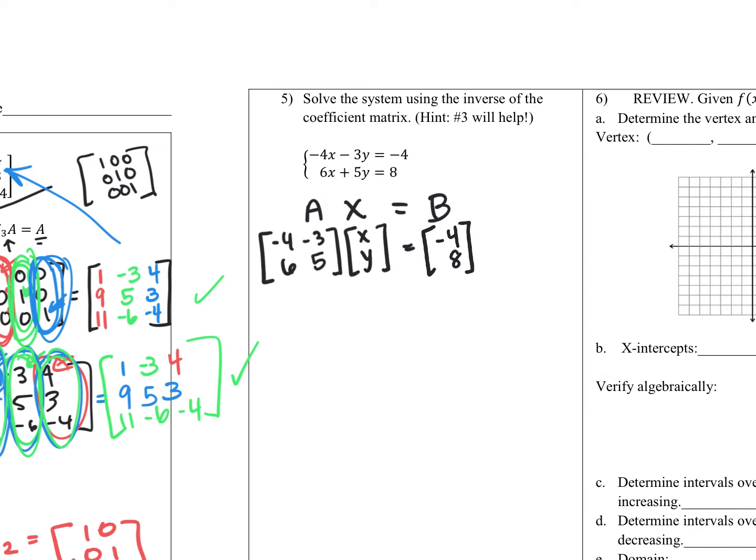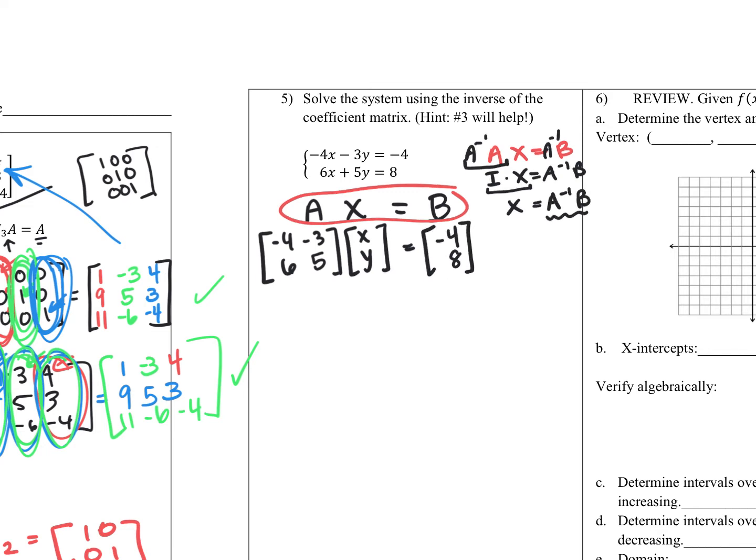Okay, so if we want to solve this equation, what we said is we could take A inverse. So this is what we're talking about, AX equals B. If we take the inverse of A and multiply it on both sides, we already know that the inverse times A is the identity. And when you multiply the identity times any matrix, you just get that matrix back. So if we want to solve for the variable column matrix, we know that we just need to multiply A inverse times B.